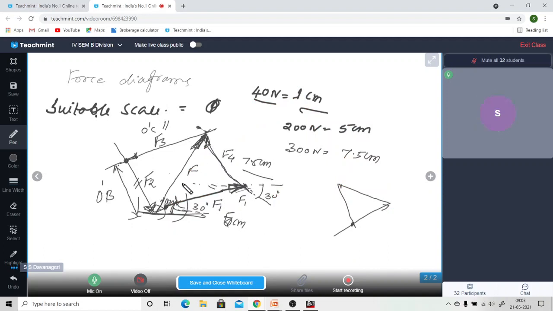Okay, you do one thing. I will make a video on this graphical solution with an actual scale, pencil and compass on a drawing sheet. We will upload it on YouTube. You just watch it carefully.